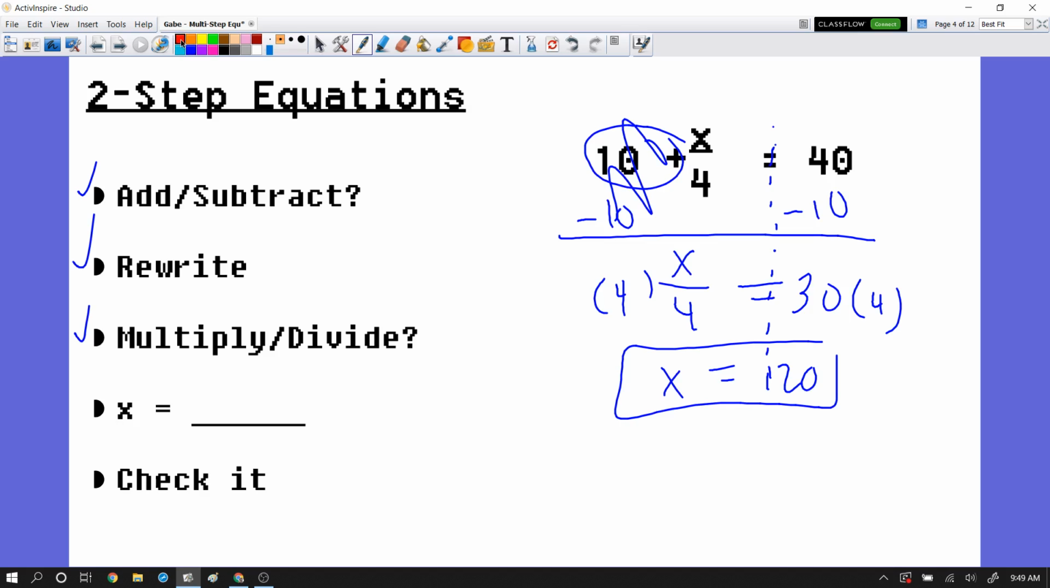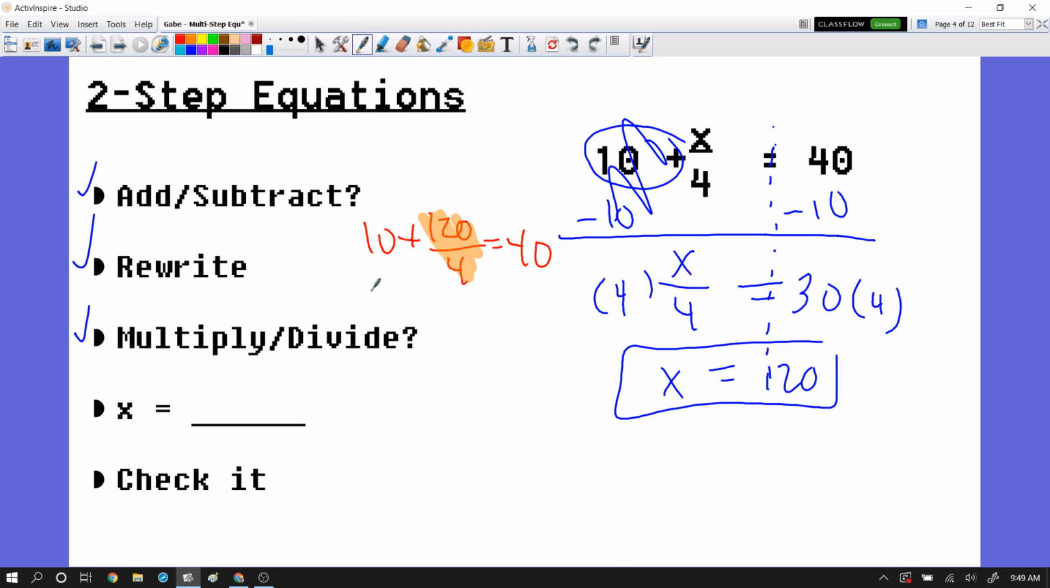Did you check it? What does that look like? You're saying that X equals 120. Okay, so let's rewrite the problem. 10 plus 120 divided by 4 equals 40. We don't have a variable in this problem anymore, so we can solve it using PEMDAS in the correct way. Parentheses, exponents, multiplication, division, addition, subtraction. There's no parentheses and there's no exponents. That means that we have to start with multiplication or division. And that would be right here.